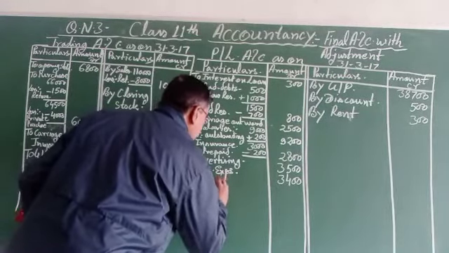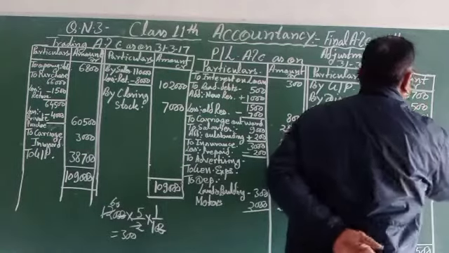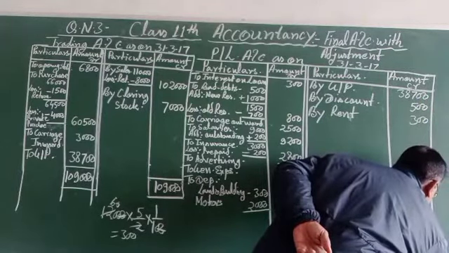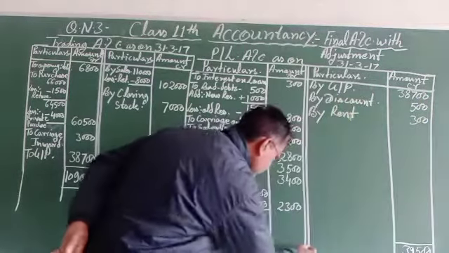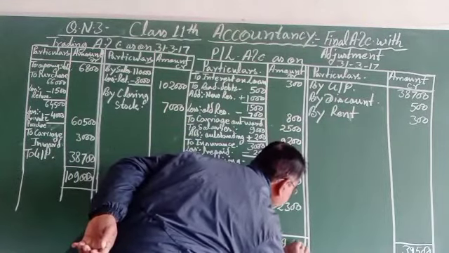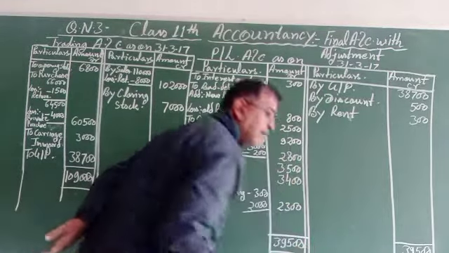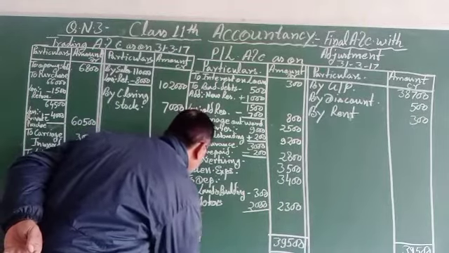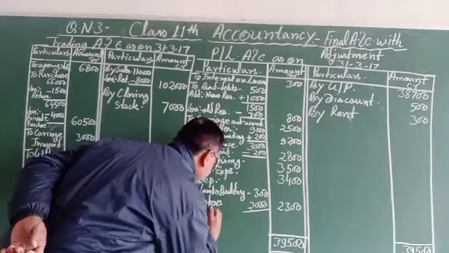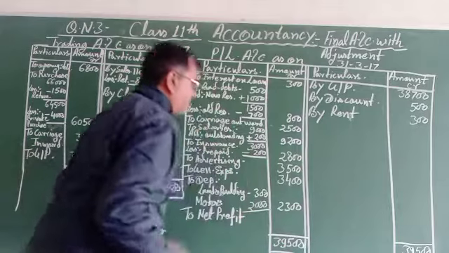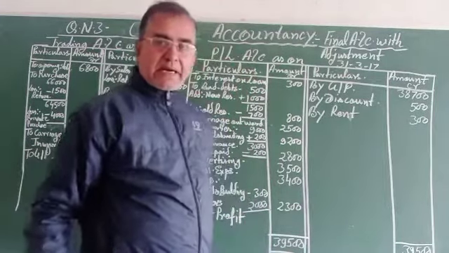Total of credit column 39,500. We can write over here 39,500 also, because we have to ascertain the net profit of the organization. To find the net profit, the total of the debit column is deducted from the total of the credit column.